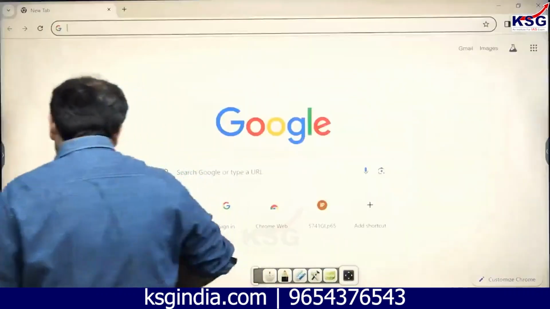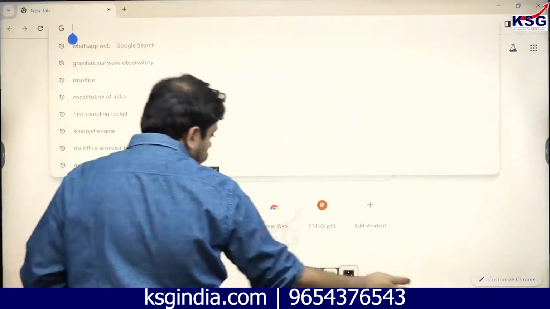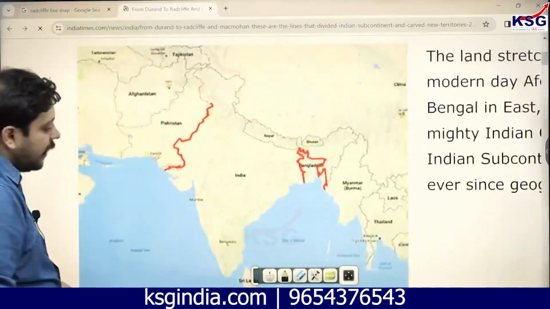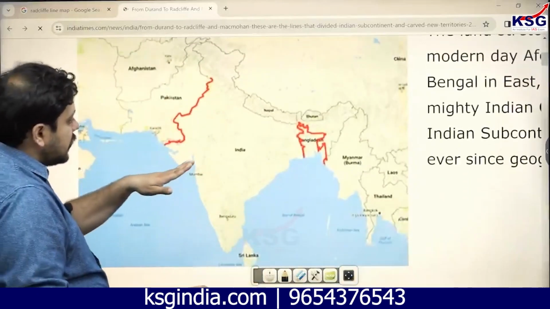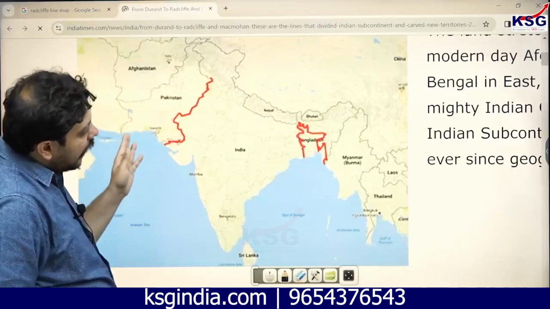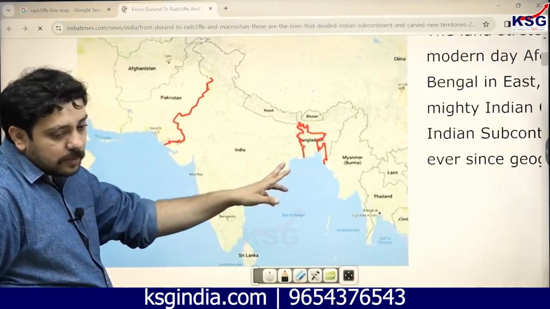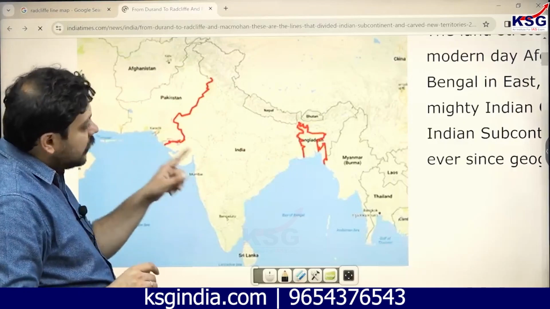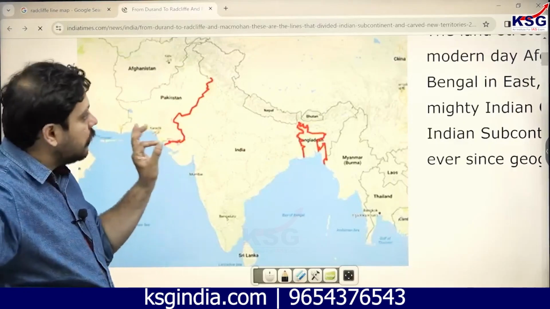If you take a look at the diagram of what is known as the Radcliffe line, this is what is associated with the Radcliffe line. The parts that separate India from Pakistan in the western region and the part which separates India from East Pakistan, currently the line between India and Bangladesh as it is called, these are the two characterizations of the Radcliffe line.